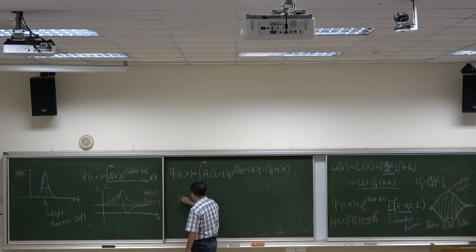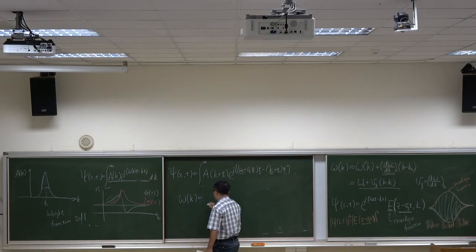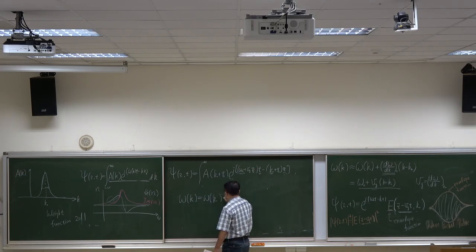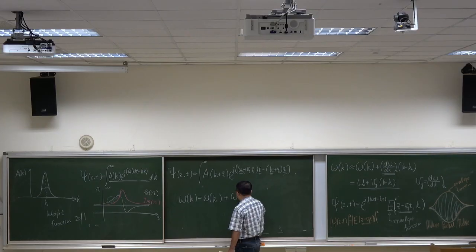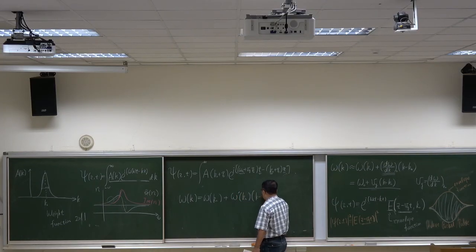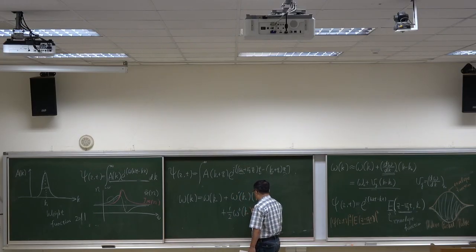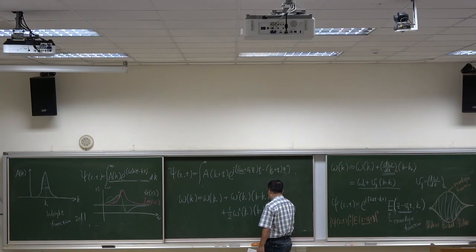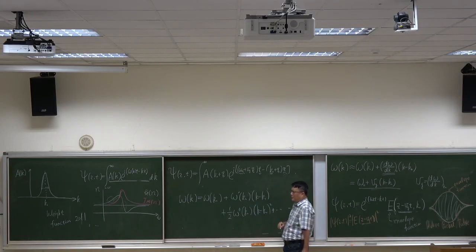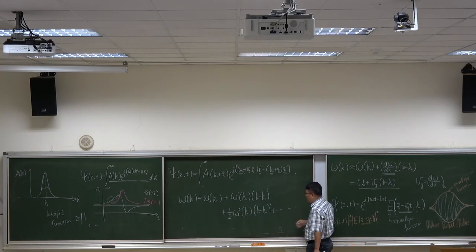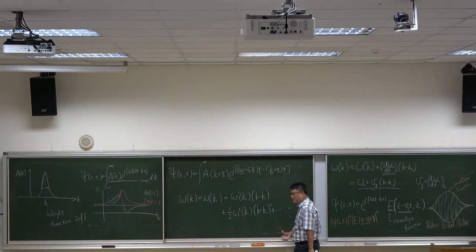We know that omega of k can be approximated, can be Taylor expanded as omega of k naught plus omega prime of k naught times k minus k naught plus 1 half omega double prime of k naught times k minus k naught squared plus higher order terms. Okay. In previous calculation, we ignore all the terms from the second order terms. Okay.